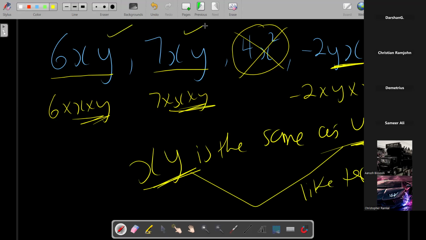So this is a like term with this and with this, right? Yeah, but we prefer to write it xy because we prefer to write it in alphabetical order. You write the lower letter first. If you have a multiplied by b, you can write it like ba or you can write it like ab, but we prefer to write it this way. But both ways are correct.